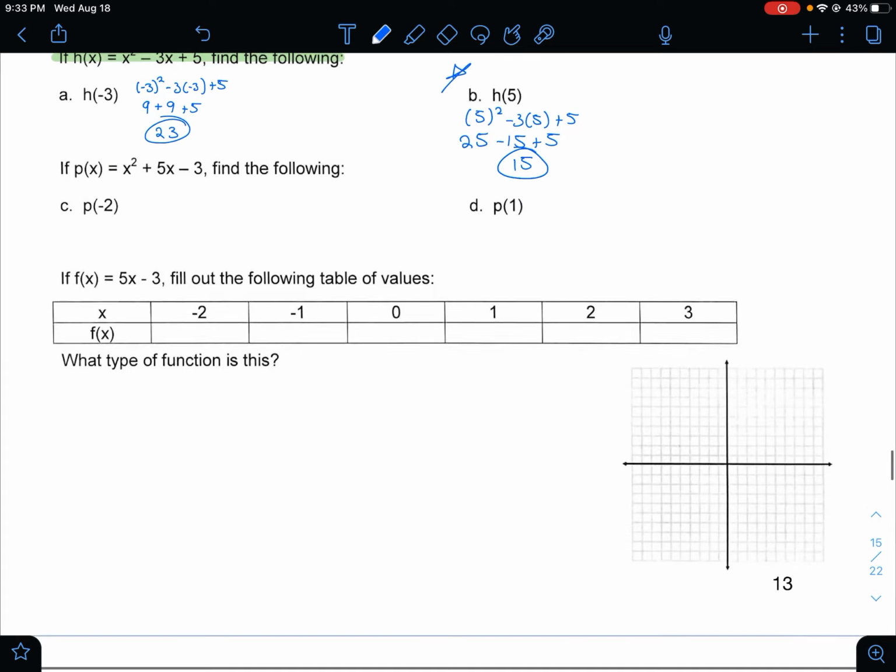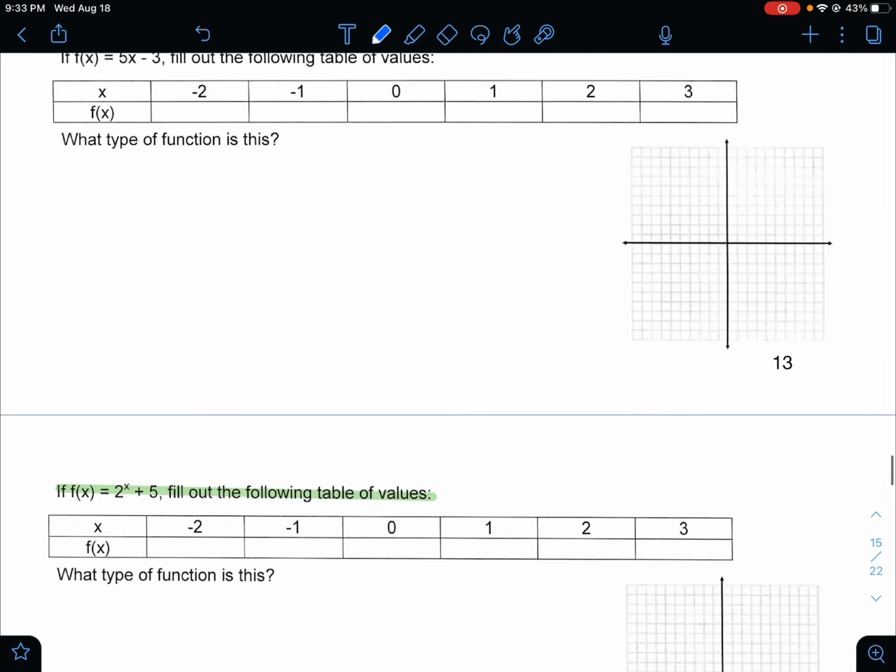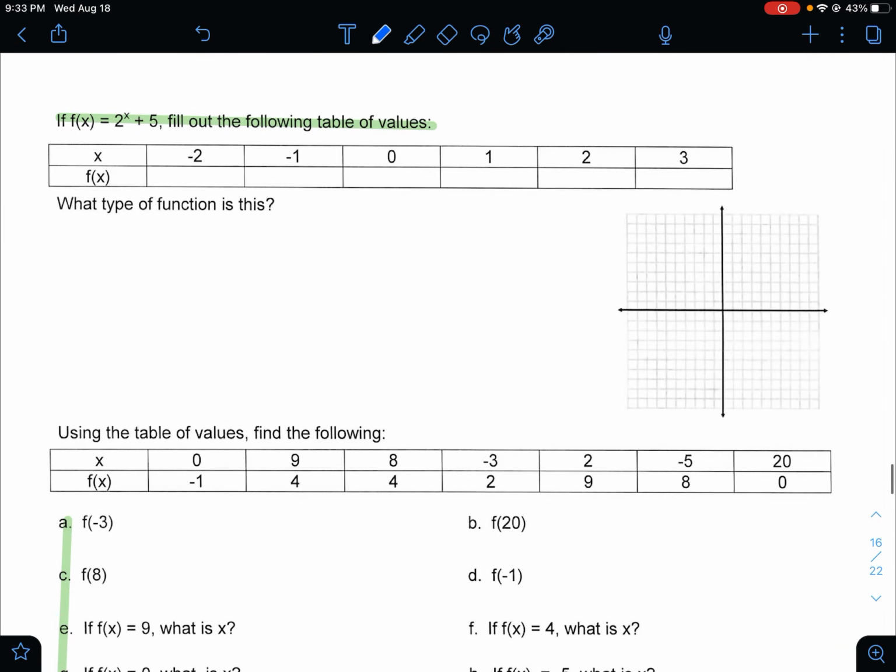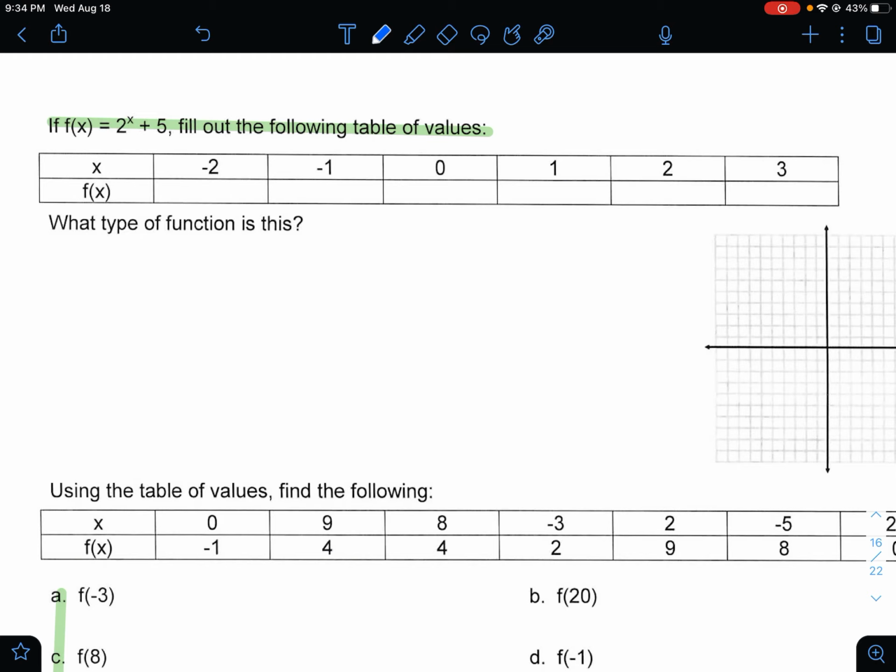All right, awesome. So let's go ahead. We're going to skip on down to this part here. It says fill out the following table of values. So this is our function, and we need to find f of x. So these are our inputs, right? So to find f of negative 2, I need to plug in negative 2 here. So I'm going to do 2 to the power of negative 2 plus 5.